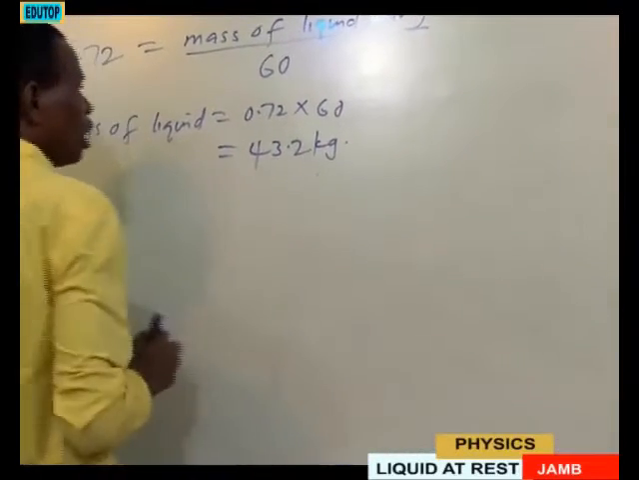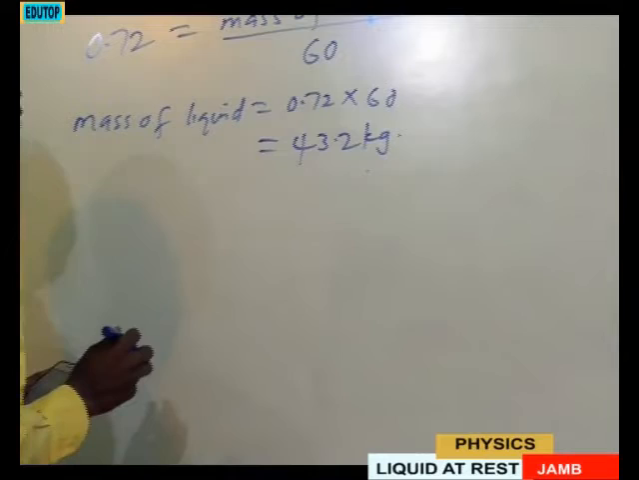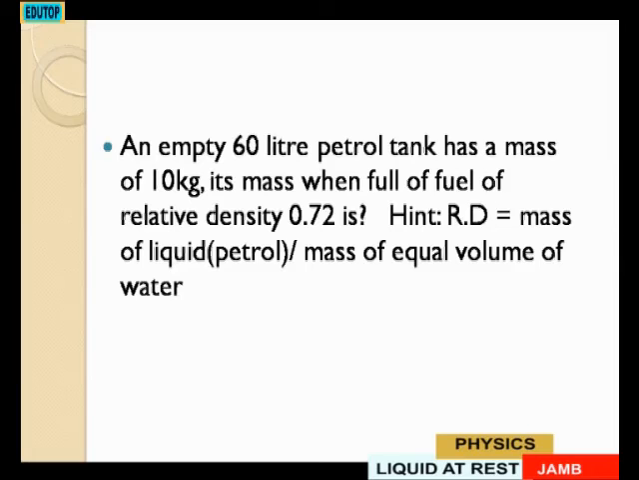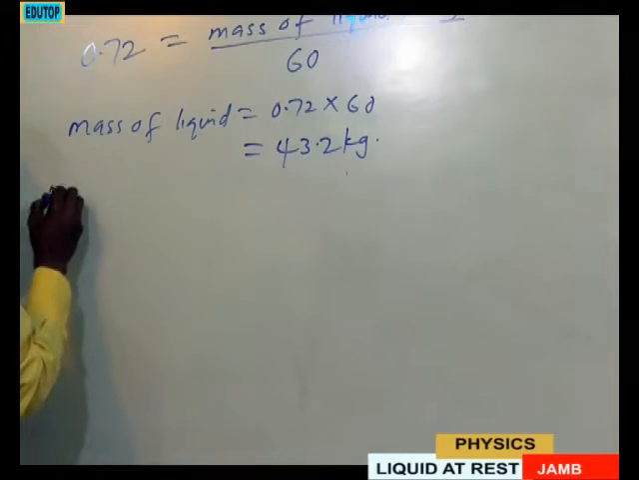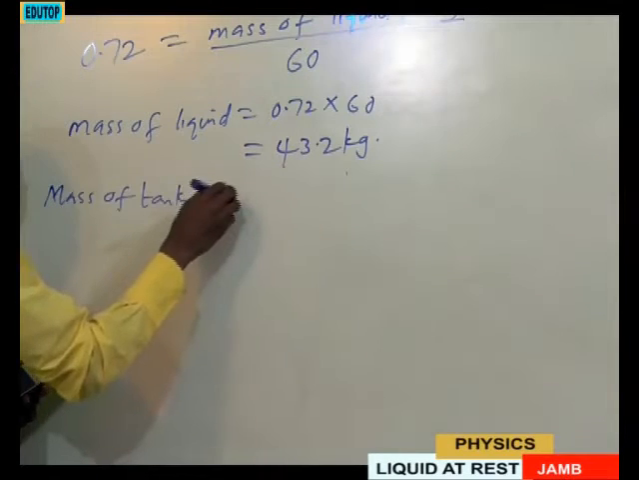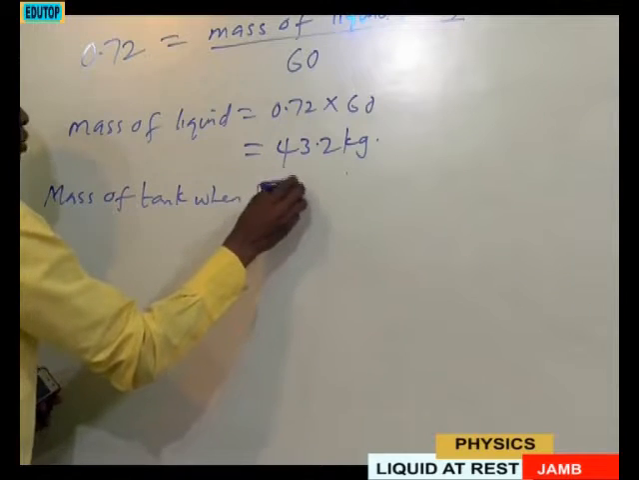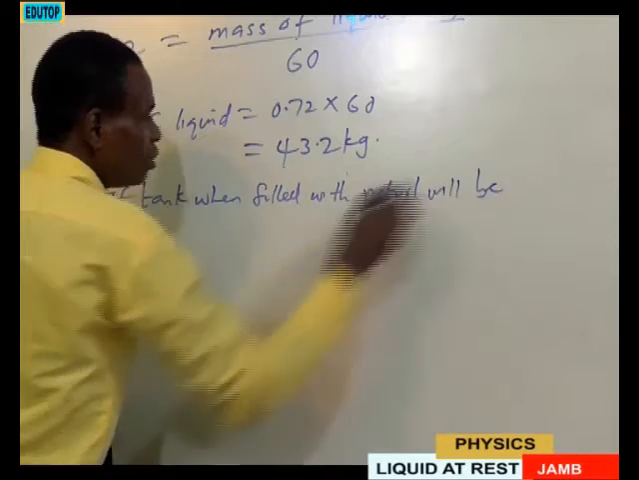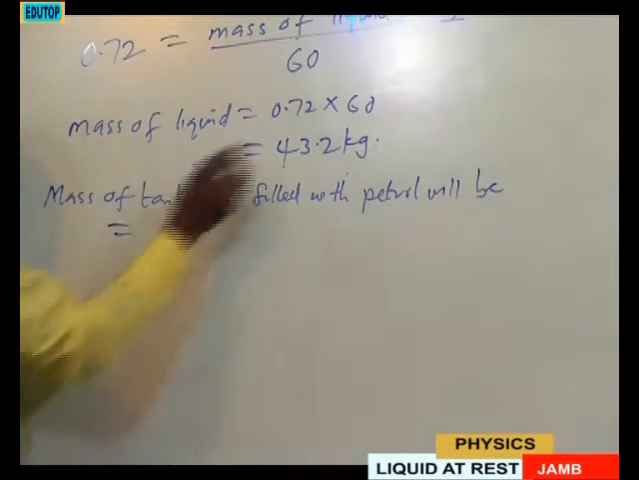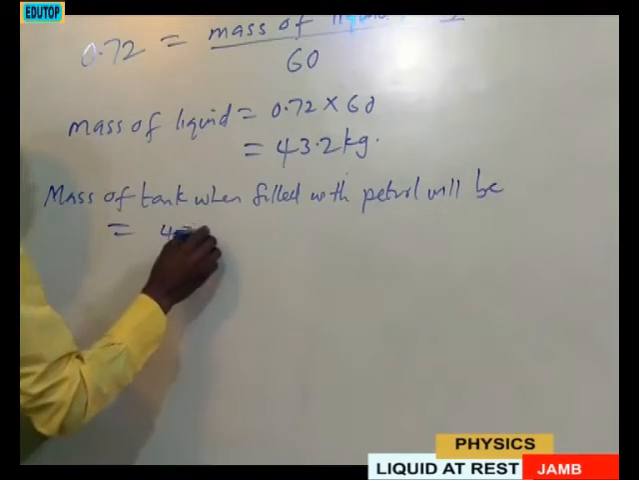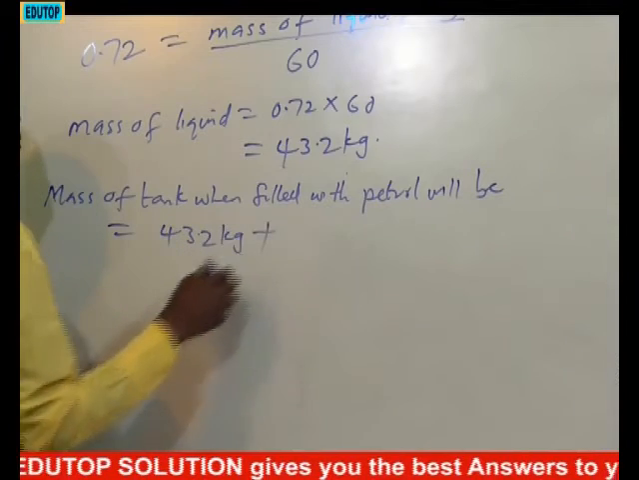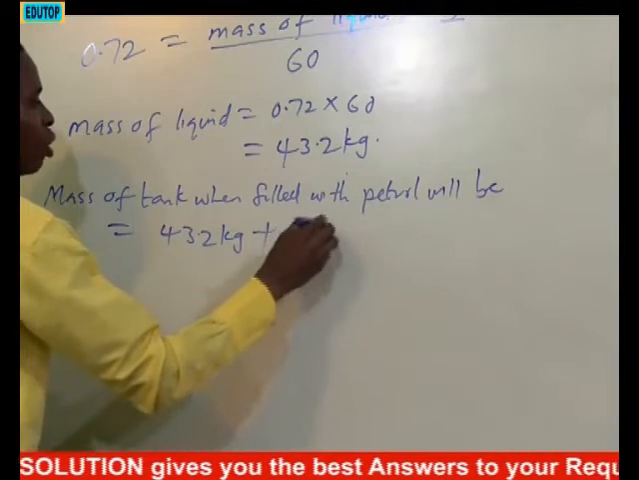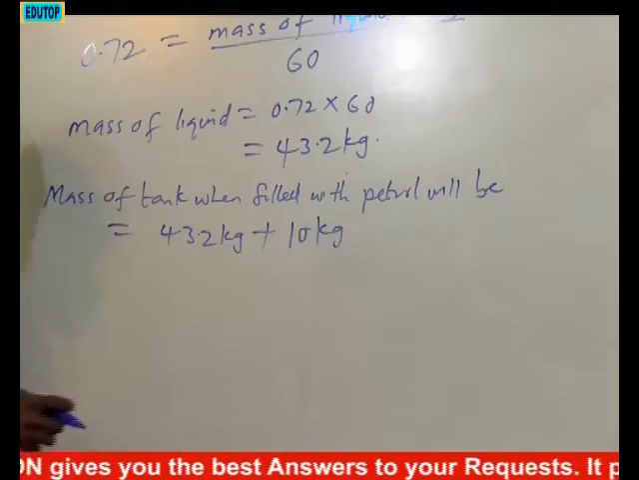0.2 kilogram, and that is the mass of the liquid. What will now be the mass of the tank when filled with petrol? Mass of tank when filled with petrol will be equal to 43.2 kilogram plus 10 kilogram. Where are we adding 10 to it?